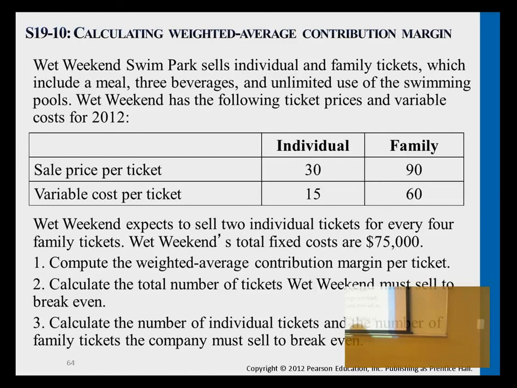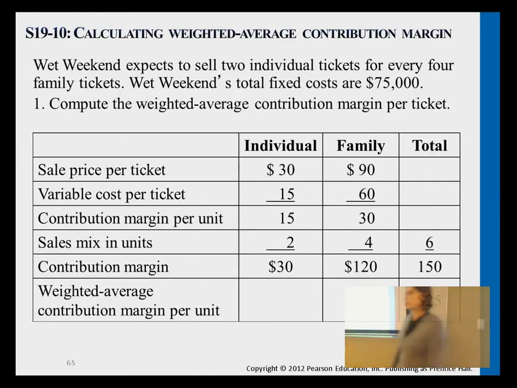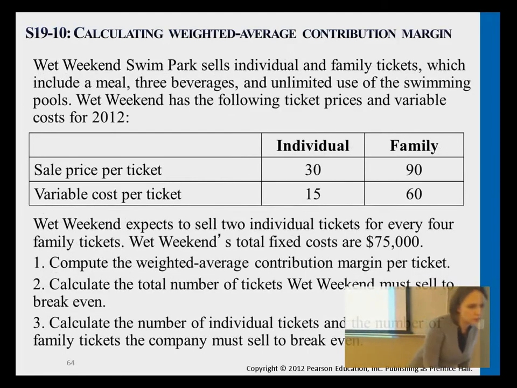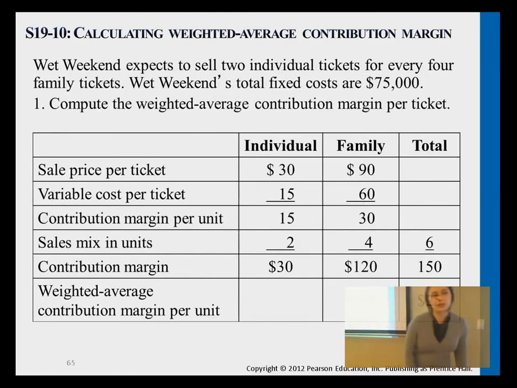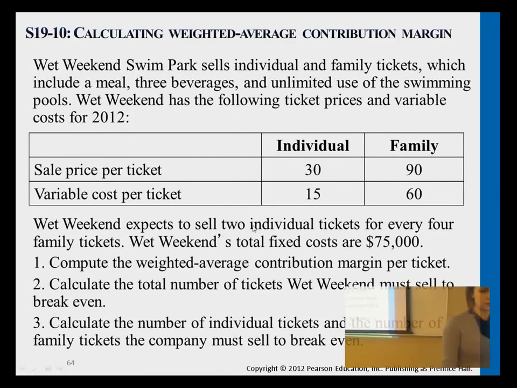Let me show you, because many of you are done. So here's the answer. Hold on, give me a second. So we have a question about the sales mix in units. That's this. We sell two individual tickets for every family ticket. I didn't read this out earlier. Sorry.